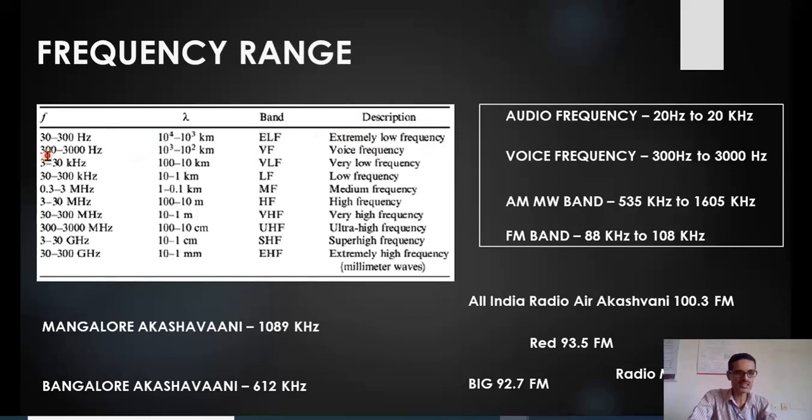The next range, 300 to 3000 hertz, is voice frequency. The next range, 3 to 30 kilohertz, is very low frequency. Then the low frequency, medium frequency, high frequency, very high frequency, UHF the ultra high frequency, super high frequency or extremely high frequency. So these are the classifications. Whichever are high frequency signals are usually called radio frequency signals.